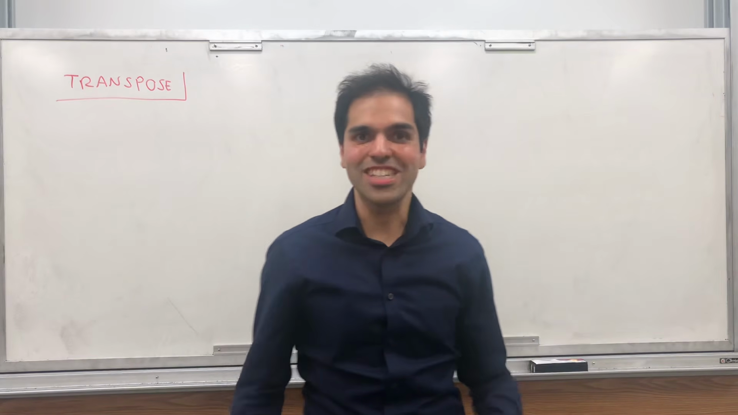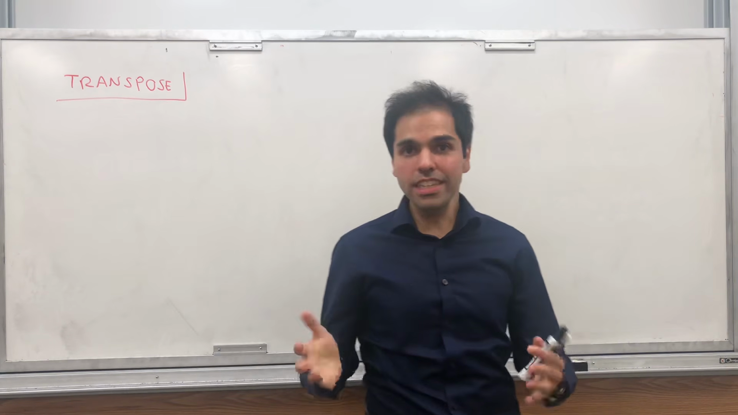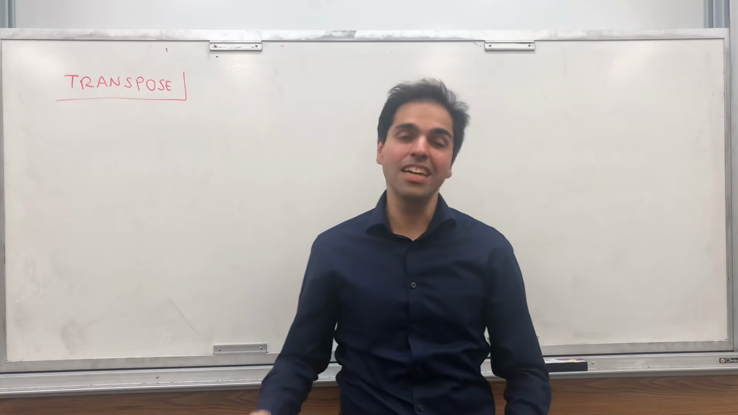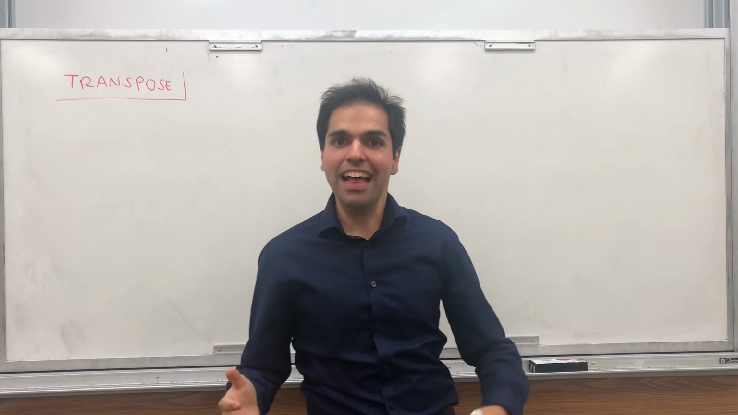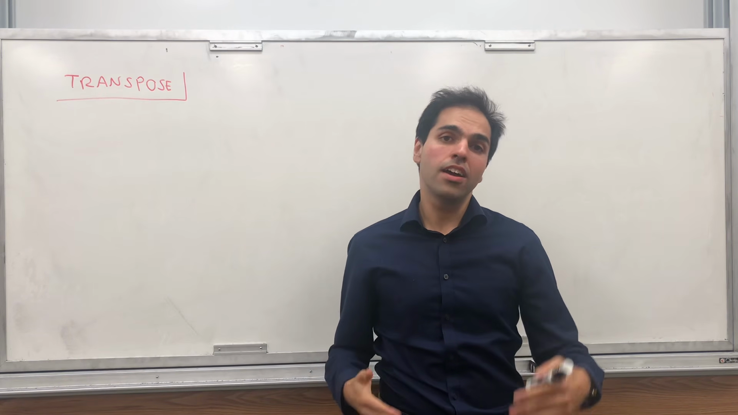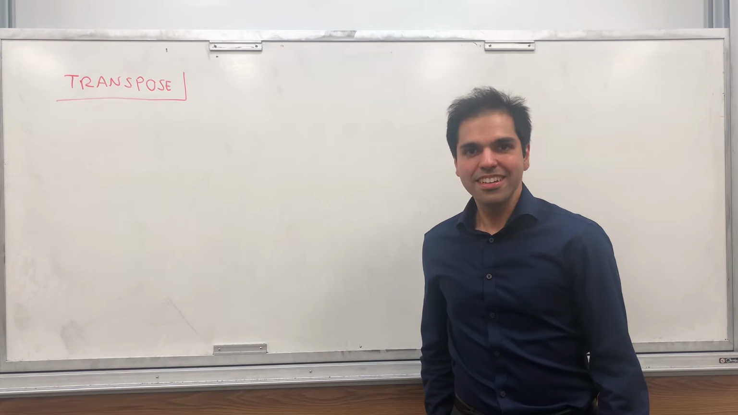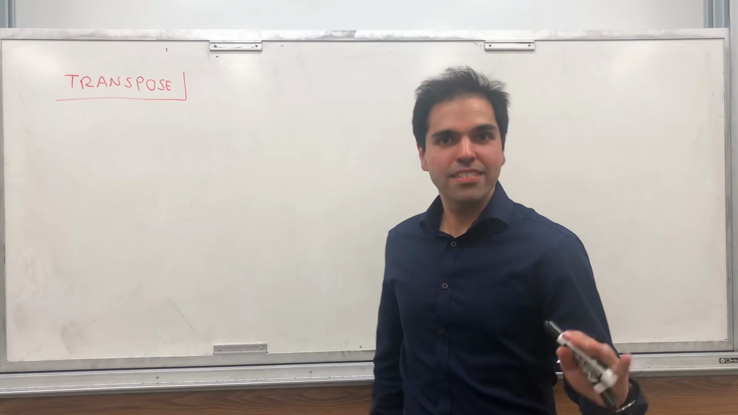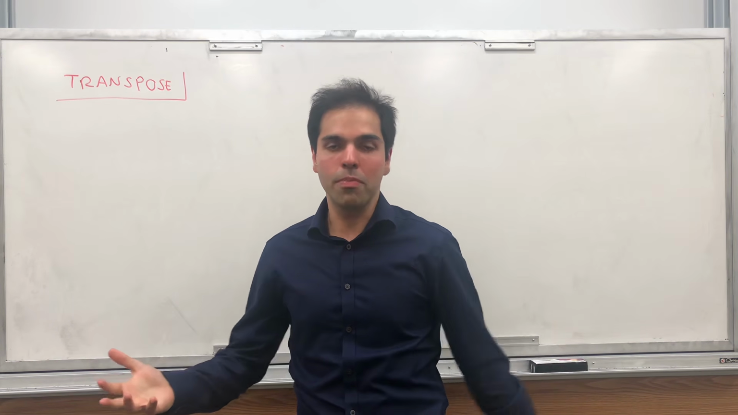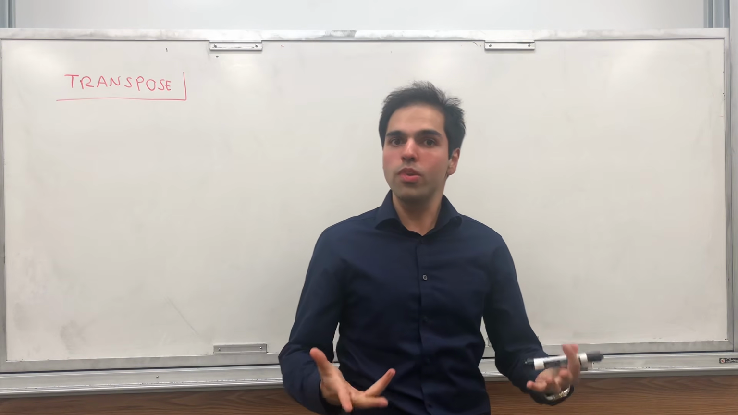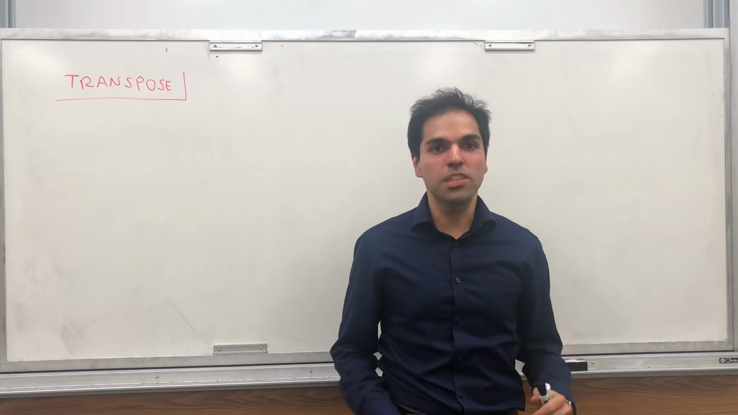Alright, thanks for watching. So far in our matrix adventure, we've seen that matrix multiplication comes from composition of linear transformations, and that the inverse of a matrix comes from taking the inverse of a linear transformation. Which of course begs the question, where does the transpose come from? Can we do something to a linear transformation to get the matrix A transpose?